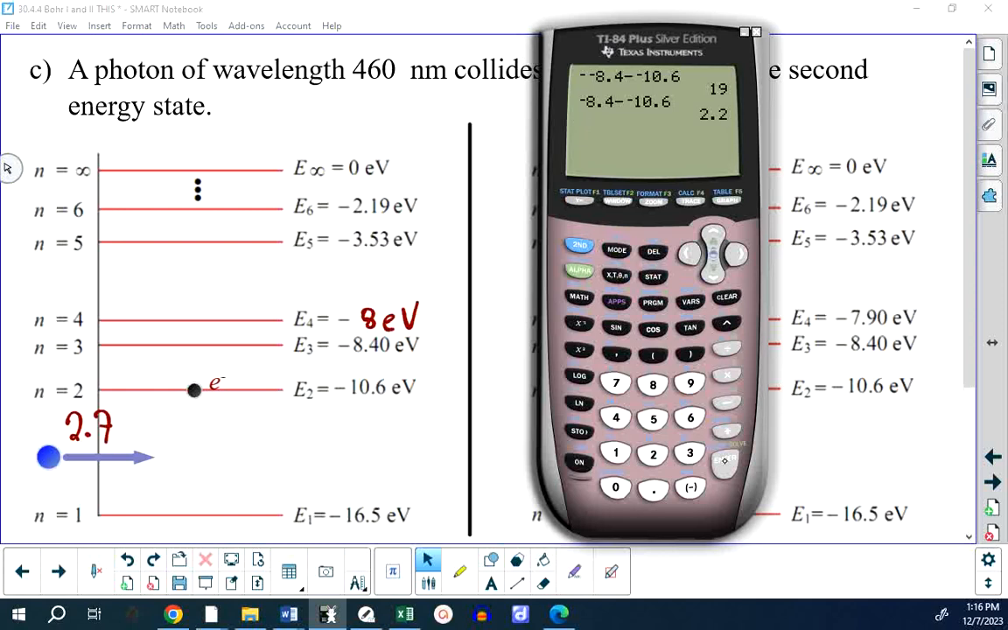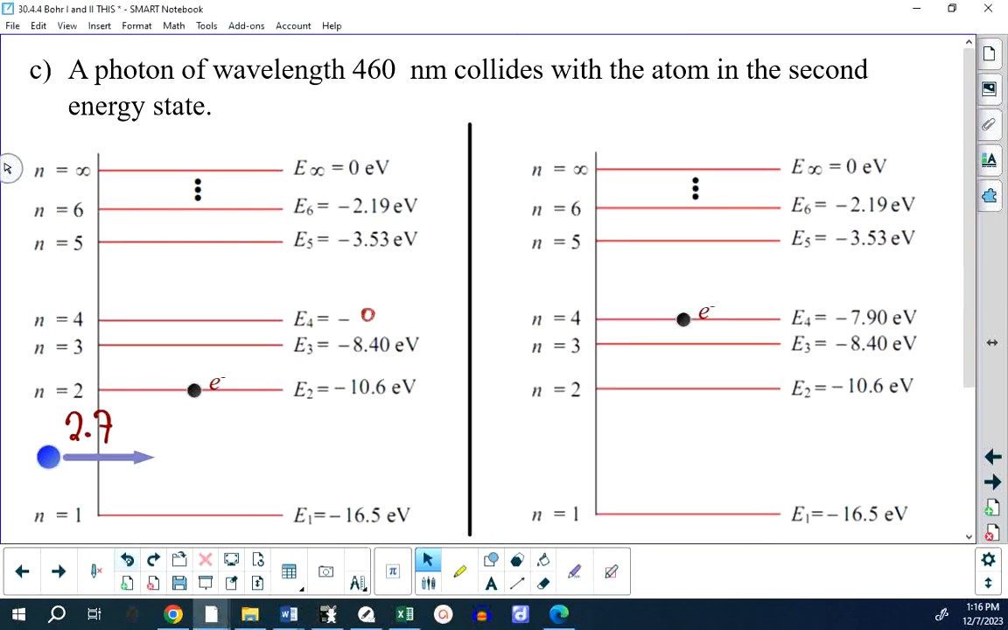So, can you do me a favor and take negative 8 minus negative 10.6? You're going to get 2.6, right? What about negative 3.53 minus negative 10.6? You're going to be past 2.7. The photon wouldn't be absorbed. It's not going to pop the electron off up into a higher level and then take off with less energy. It can't, because it's colliding with an electron in an atom, and the photon will either be absorbed or not.